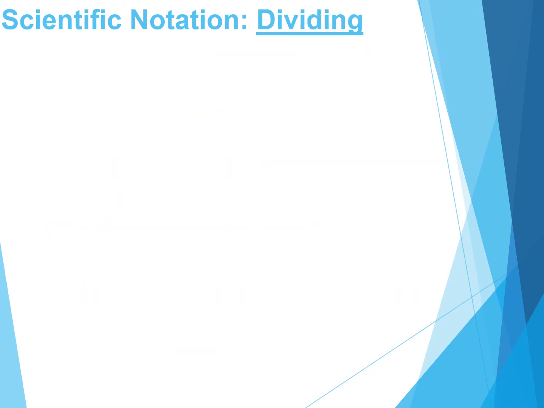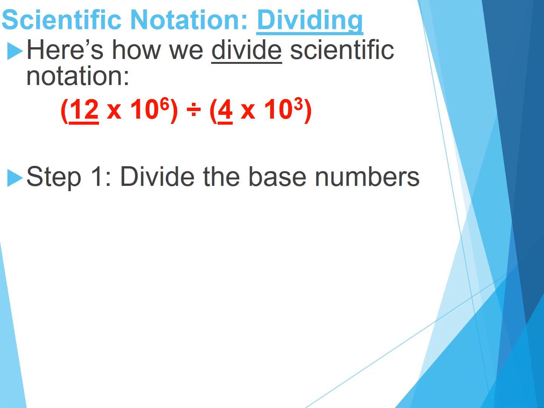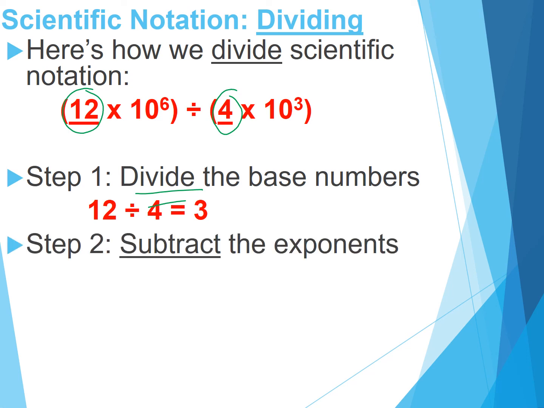Okay, so what about dividing? When we divide, we're going to do this. Here's how we divide using scientific notation. So once again, we're going to take those base numbers, that 12 and 4, and just divide them like normal. That's going to be 12 divided by 4 equals 3. Then we're going to subtract the exponents.